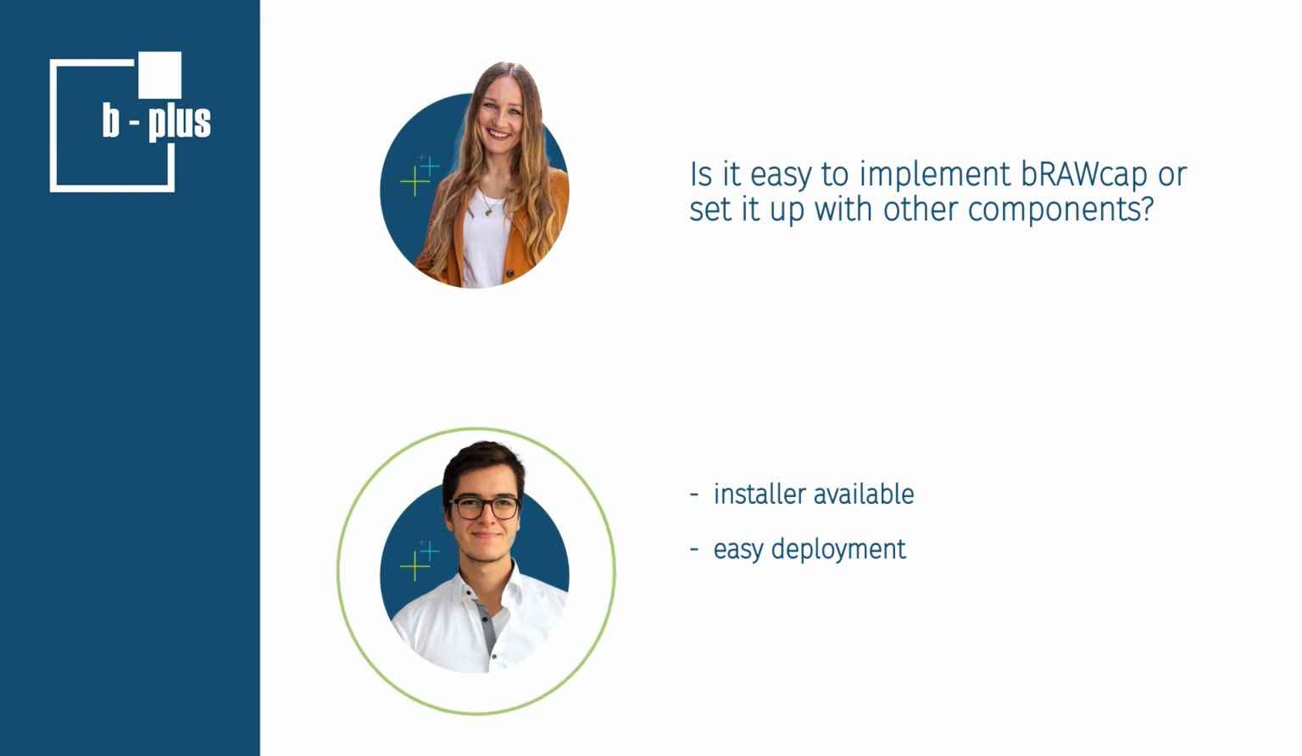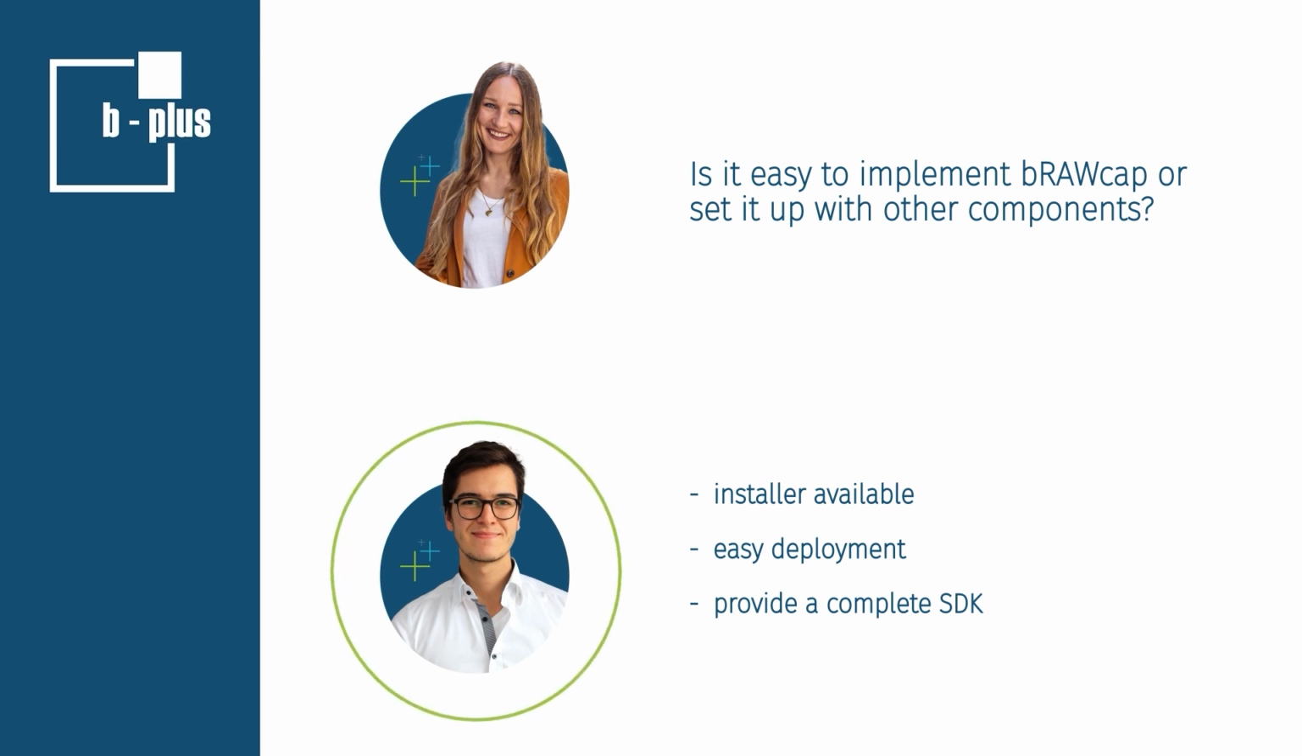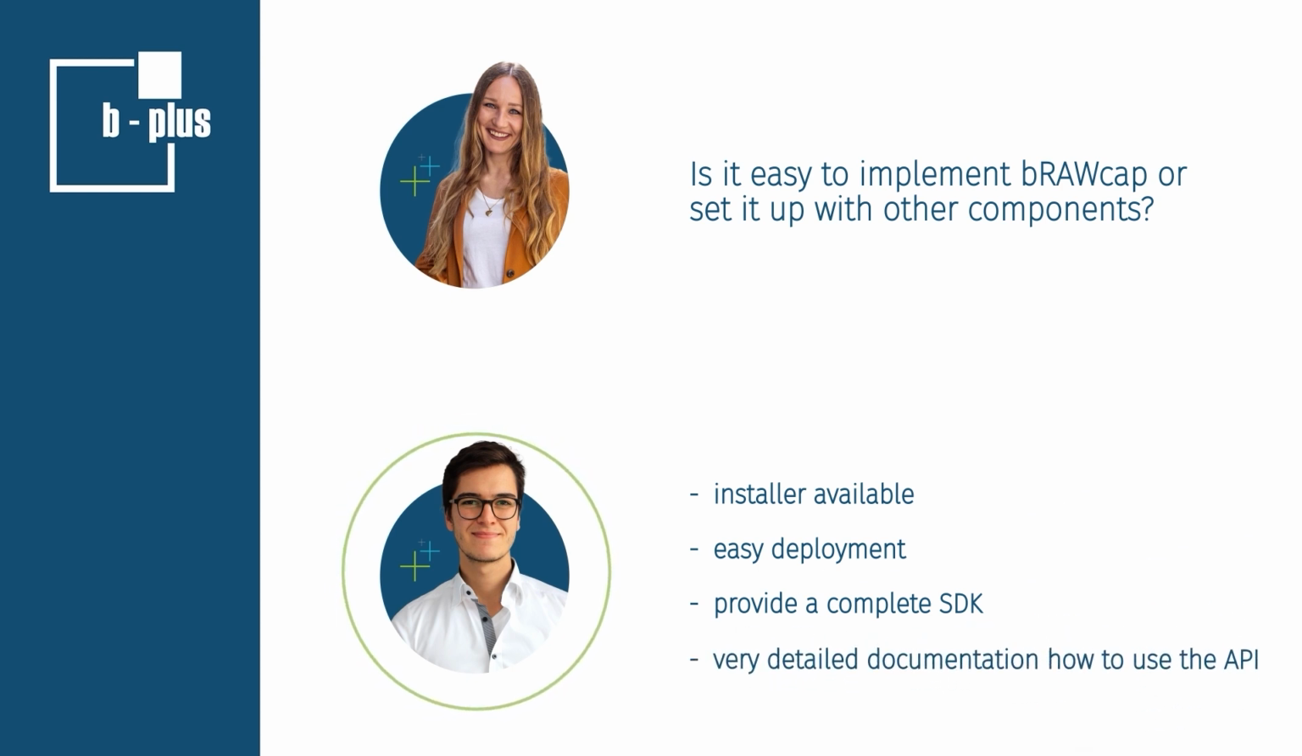To make it easy for your user, the user will, in the best case, not even see that bRAWcap is running in the background. For embedding bRAWcap into your application, we also provide a complete SDK. The SDK contains everything you need, such as the C API headers and the corresponding library. There is also a very detailed documentation, of course, on how to use the API, which makes it straightforward to implement, and we can ensure compatibility between later versions.